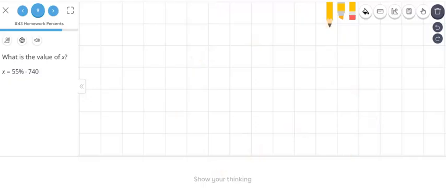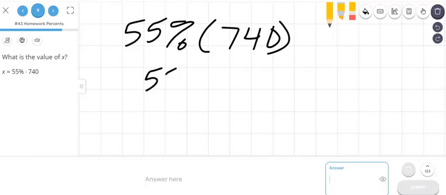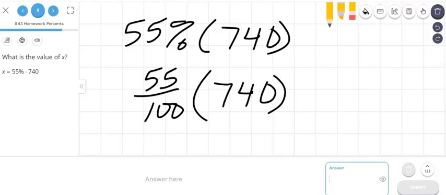Okay, so this one we have 55% times 740. I would do 55 over 100. Change that percent by putting it over 100 and then times it by 740. So 55 over 100 times 740 gives me 407.